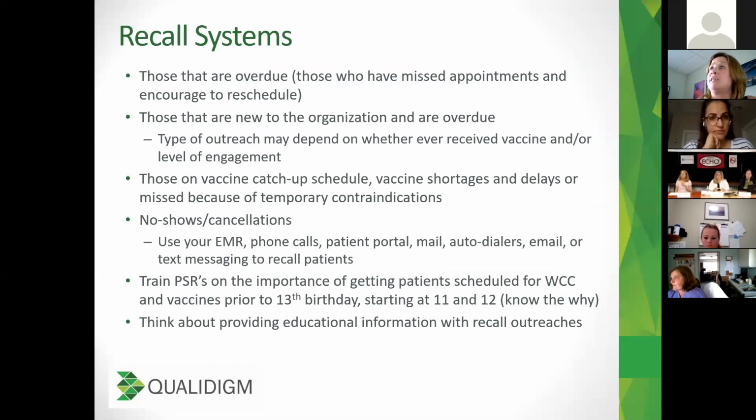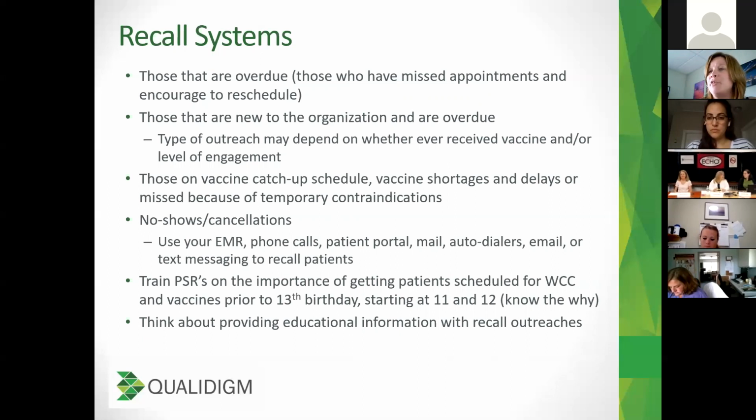So recall systems. Recall systems are different. These are set up for people who are actually overdue. So we were just talking about reminders and a way to get people and keep people up to date. But if those people fall off for certain reasons, so they've missed their appointments, or they are new to the organization and they're already overdue, the type of outreach you do depends on whether they've ever received the vaccine or whether they're super engaged or not really engaged. So recall is targeting this group of people.